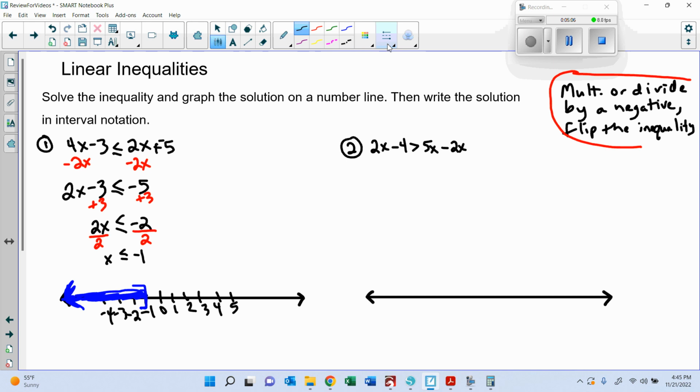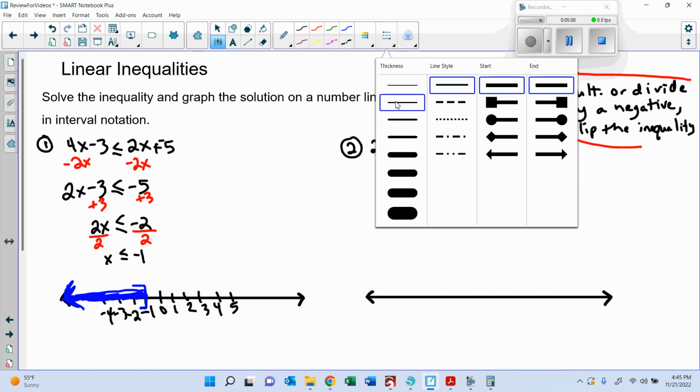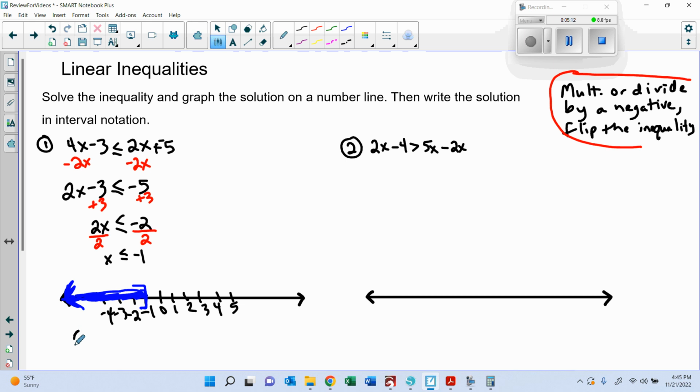Then it also says go ahead and do the interval notation, so we'll practice that too. Remember, the arrow is an infinity. Since it's over here on the left, it's a minus infinity because those are the negative numbers on the left, up to the -1, and -1 was included. And so that's what your interval notation would look like. All right, so let's go to number 2.